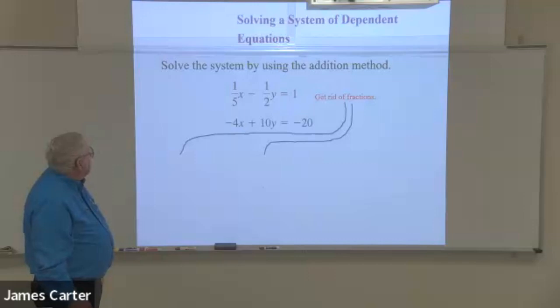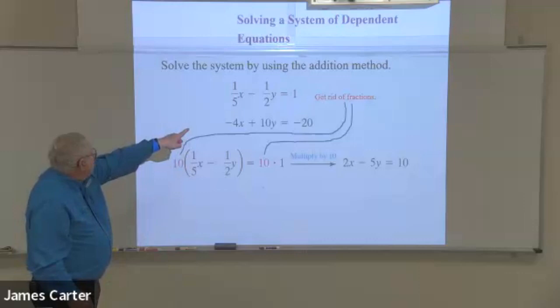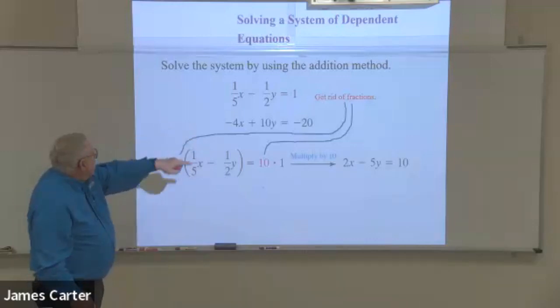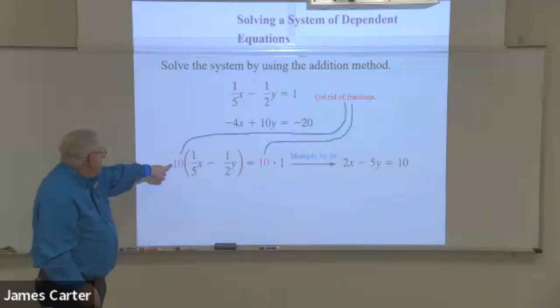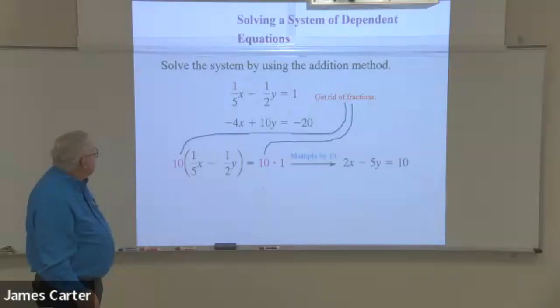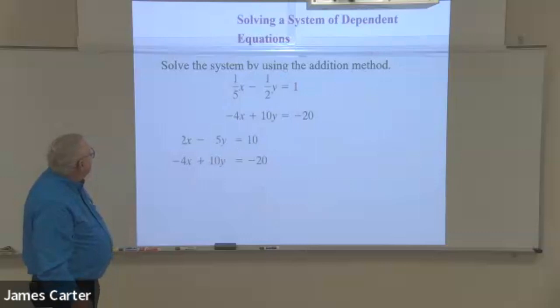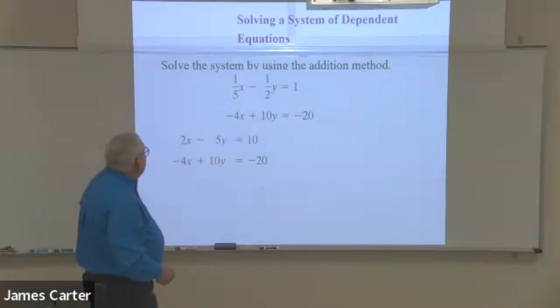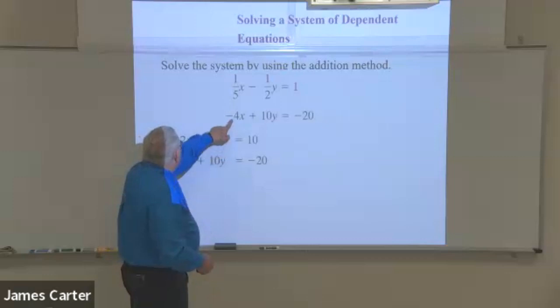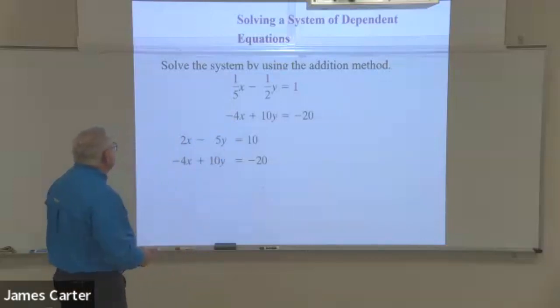Okay, look at this one. We're clearing the denominator. Common denominator of 5 and 2 is 10. So I multiply each term by 10, all three of them. Now, I'm going to solve this one by the addition method. So, I have converted this into this equation. So now I have these two.